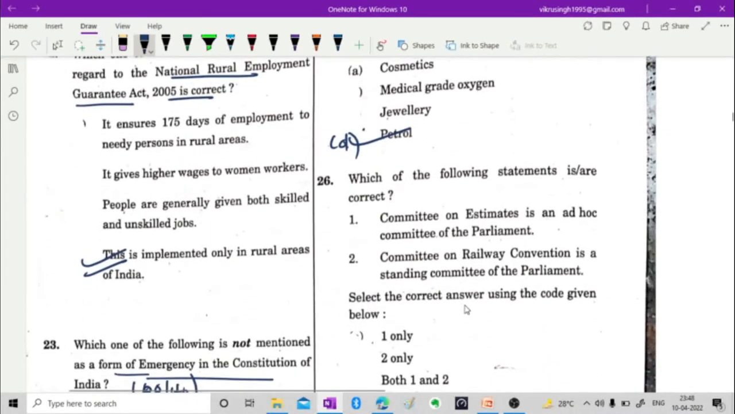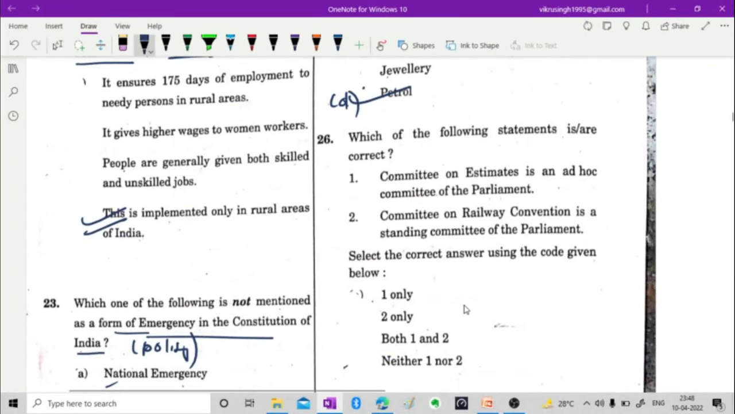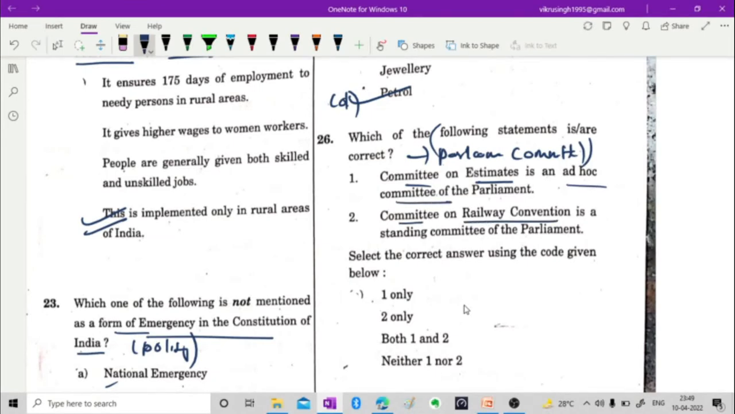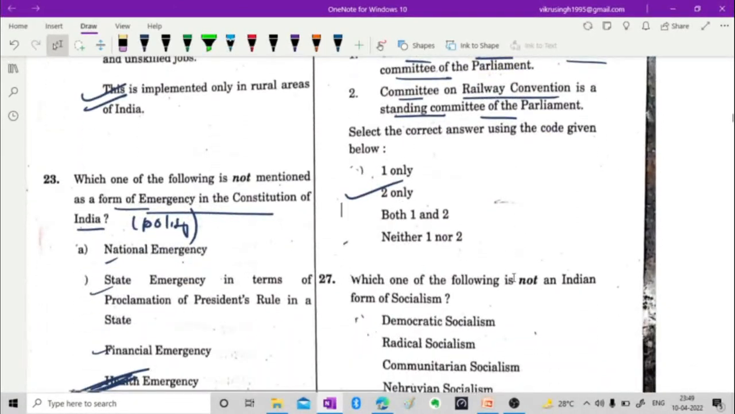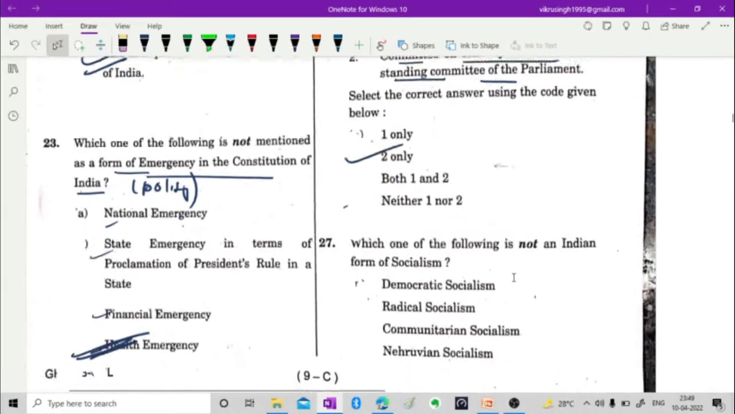Question number 26, which of the following statements is correct? What is correct about the committees? It is the parliamentary committee chapter from the Polity section. So it is an ad hoc committee of the parliament. The Committee on Railway Convention is a standing committee. You can refer to that chapter of parliamentary committees in Lakshmikant book. The correct option I would say is option number 2: the Committee on Railway Convention is a standing committee. It is not an ad hoc committee.